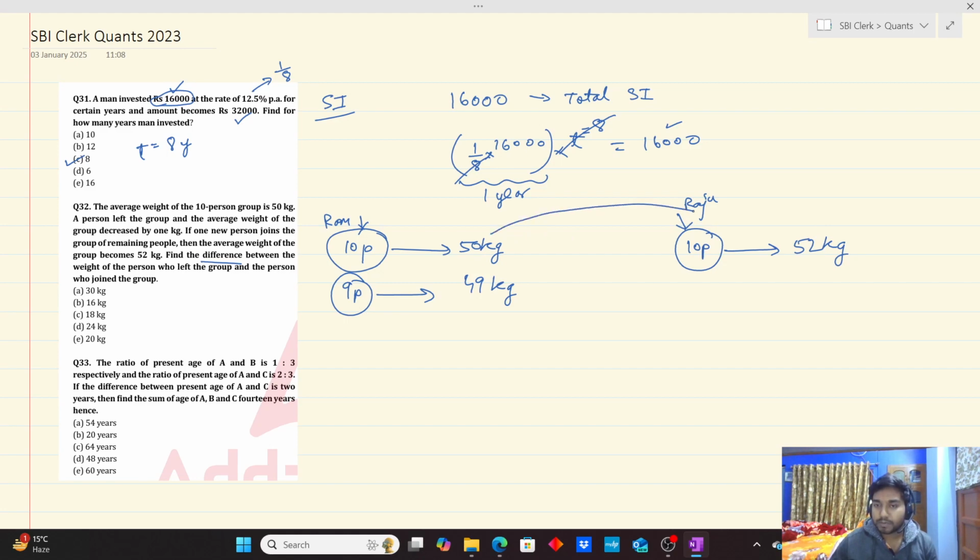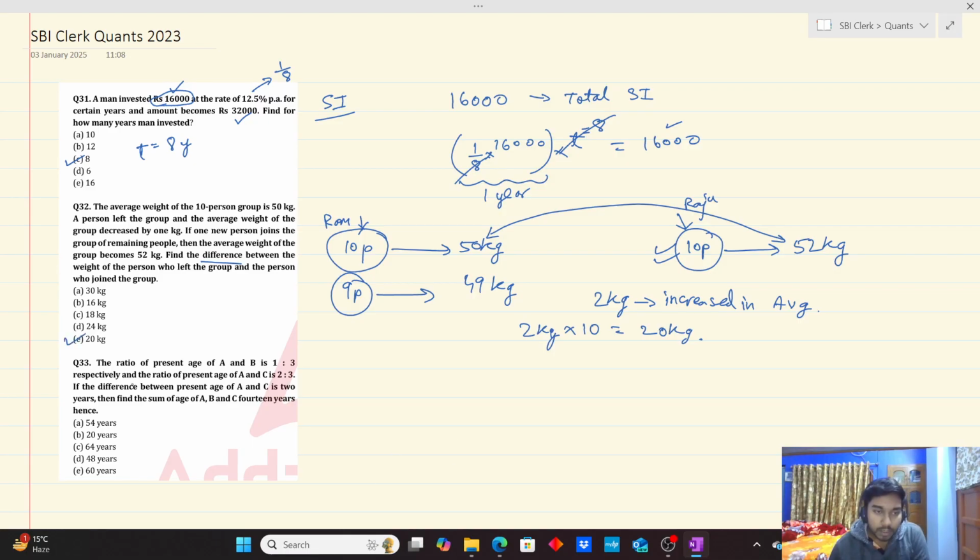So how much is the difference between these two quantities? 2 kg, right? This 2 kg is the increase in average. And what is average? Average is basically this distributed among all the 10 people in the group, right? That means what is the actual difference between the person Ram and the new person? The actual difference would be 2 kg into 10, that is 20 kg. That is my answer.